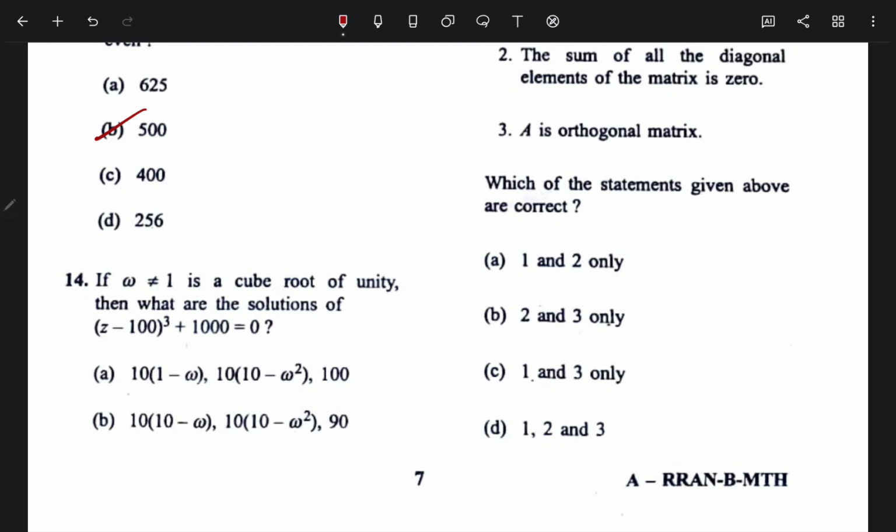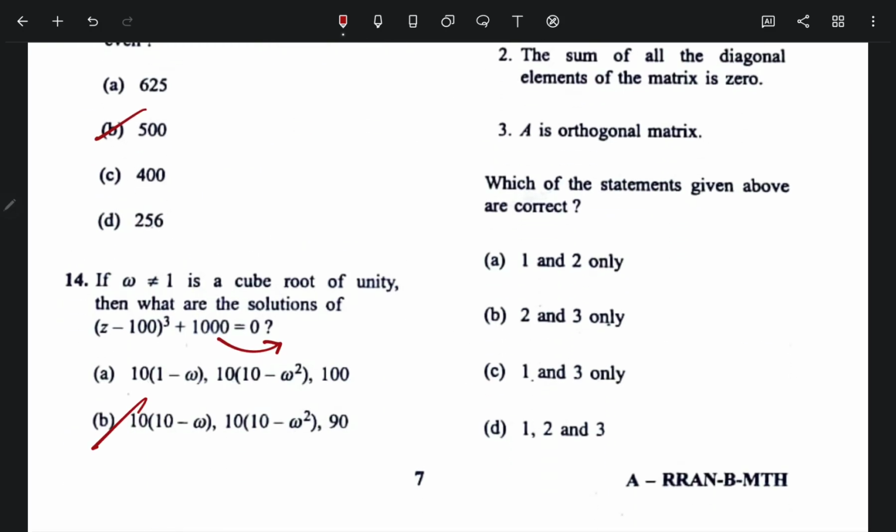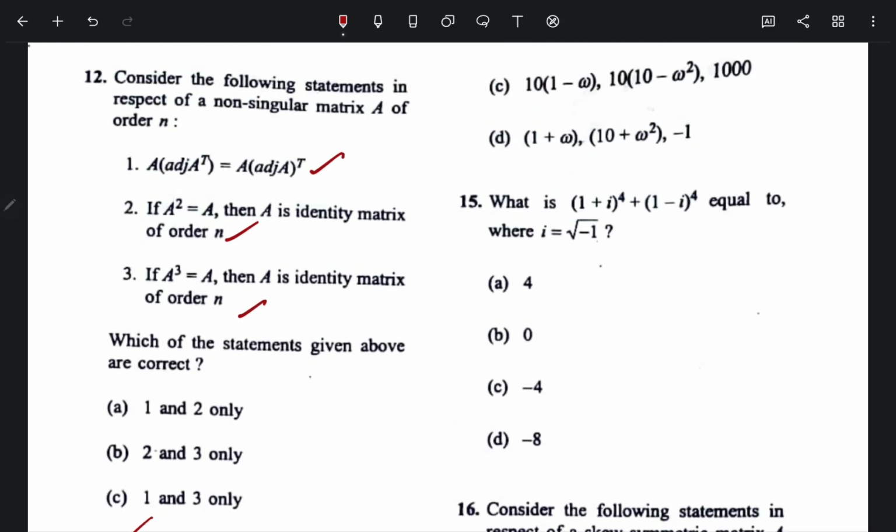In this case, again, you take this to the right hand side, then you take the cube root on both sides. You'll get z minus 100 is equal to the cube roots of 1000. You extrapolate from the cube roots of unity. You'll get 3 values, and there will also be omega and omega square. Solve it like that, you will get this, B.